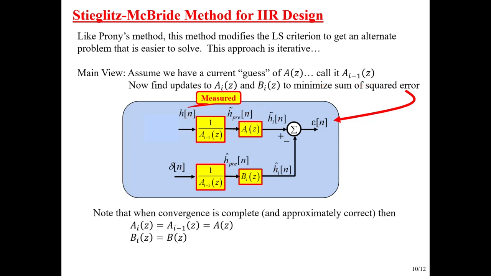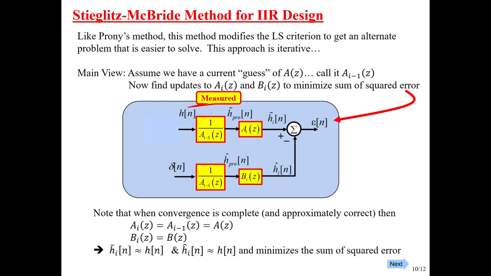So here's what I was alluding to up here. When we've converged, then this and this should be approximately equal to A. They should be close to each other because our new iteration hasn't changed it much because we've converged. Those go away. And those two things should be approximately equal to A. And the new B sub i should be approximately equal to B of z. That's the idea.